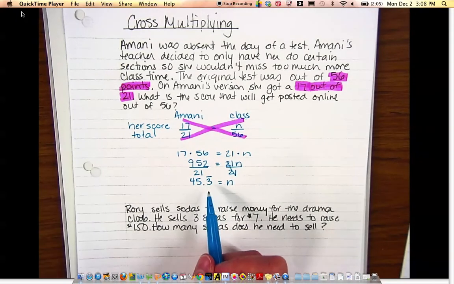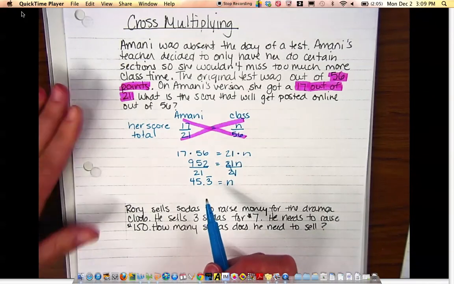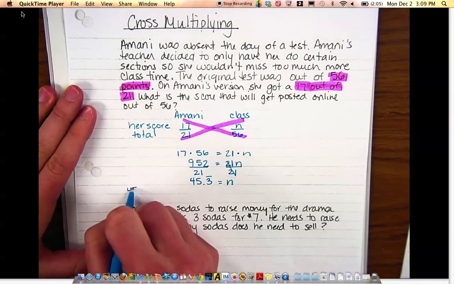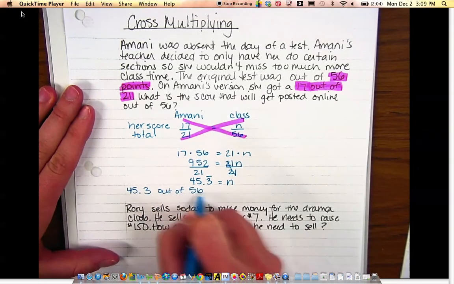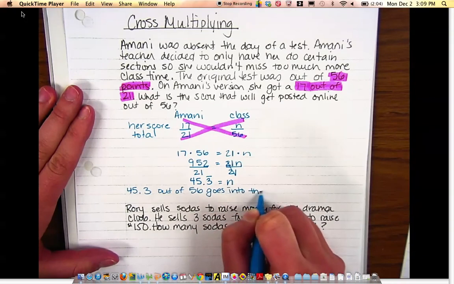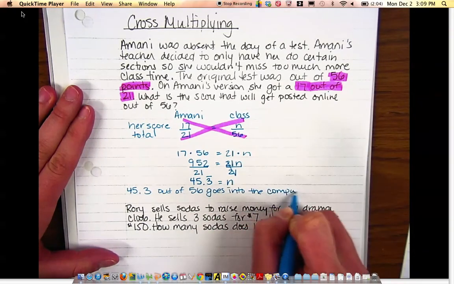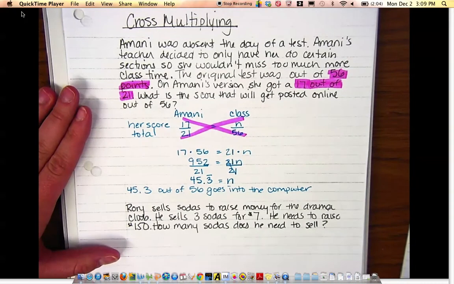45.33333 is going to round down to 45.3. So the grade of 45.3 out of 56 goes into the computer. Okay? Questions? Go ahead and write them down. I'll be happy to answer them in class. Or pause your video if you need to go back and hear an explanation again. All right, let's take a look at our next one.